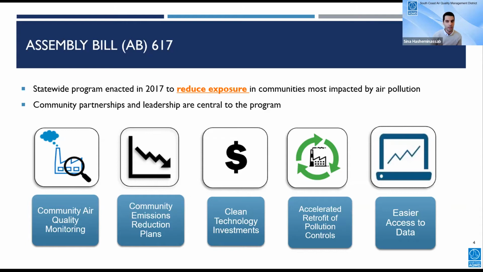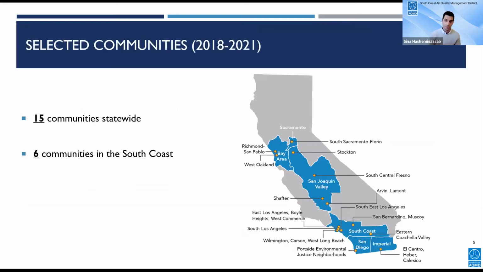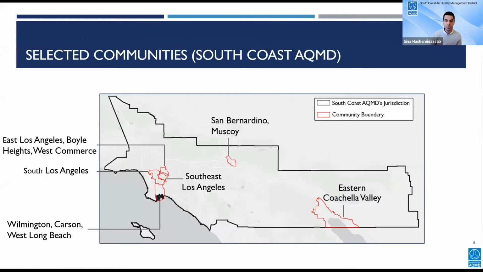What makes this program quite unique and different from previous initiatives is that community partnership is at the center of this program, and community members essentially lead the entire program. Every year, a number of communities are selected and added to this program by the California Air Resources Board. So far, over the past 4 years, 15 communities have been selected throughout the state of California, which you can see here on the map. Out of those 15 communities, 6 of them fall within the South Coast AQMD's jurisdiction. Here is a closer look at those 6 communities in the South Coast AQMD's area. You can also see the community boundaries in red.